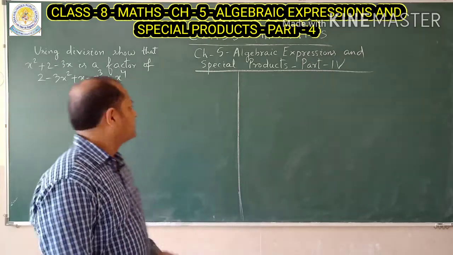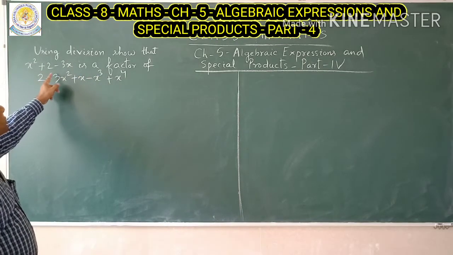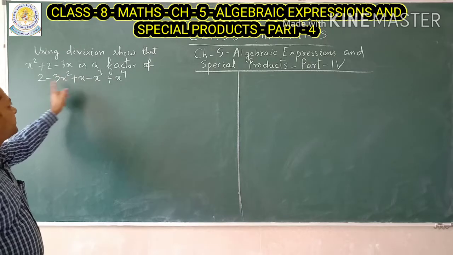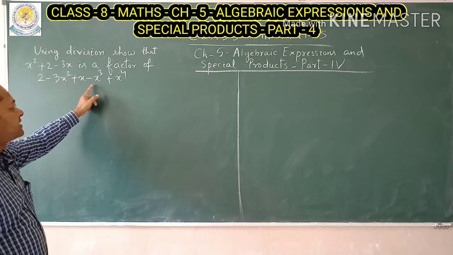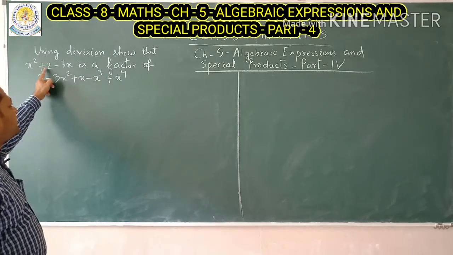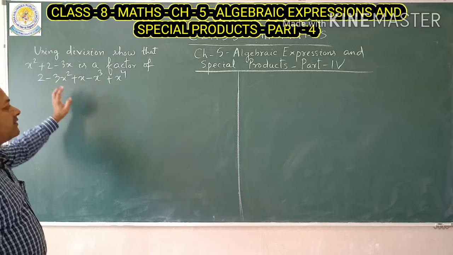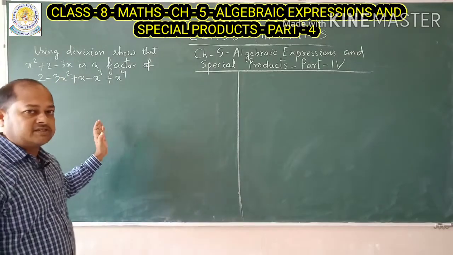So let's start. The first question is: using division, show that x square plus 2 minus 3x is a factor of this term. That means 2 minus 3x square plus x minus x cube plus x to the 4 is the dividend given here, and this is the divisor. We have to see that if the remainder is 0, that means it is a factor. If the remainder is not 0, that means it is not a factor.